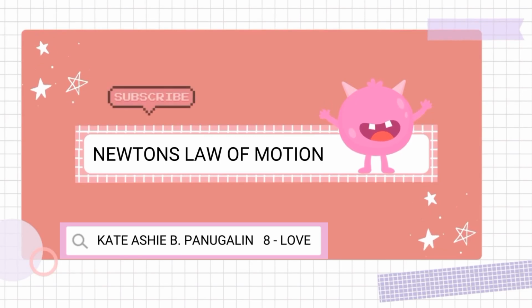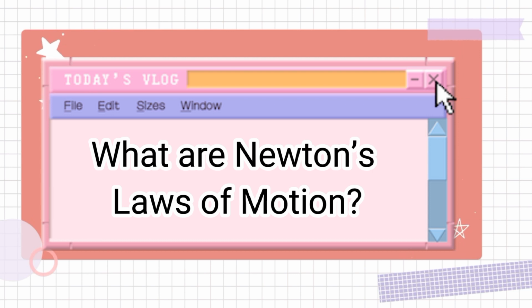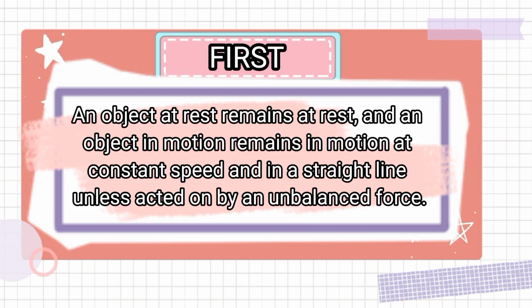Newton's laws of motion. What are Newton's laws of motion? An object at rest remains at rest, and an object in motion remains in motion at constant speed and in a straight line unless acted on by an unbalanced force.